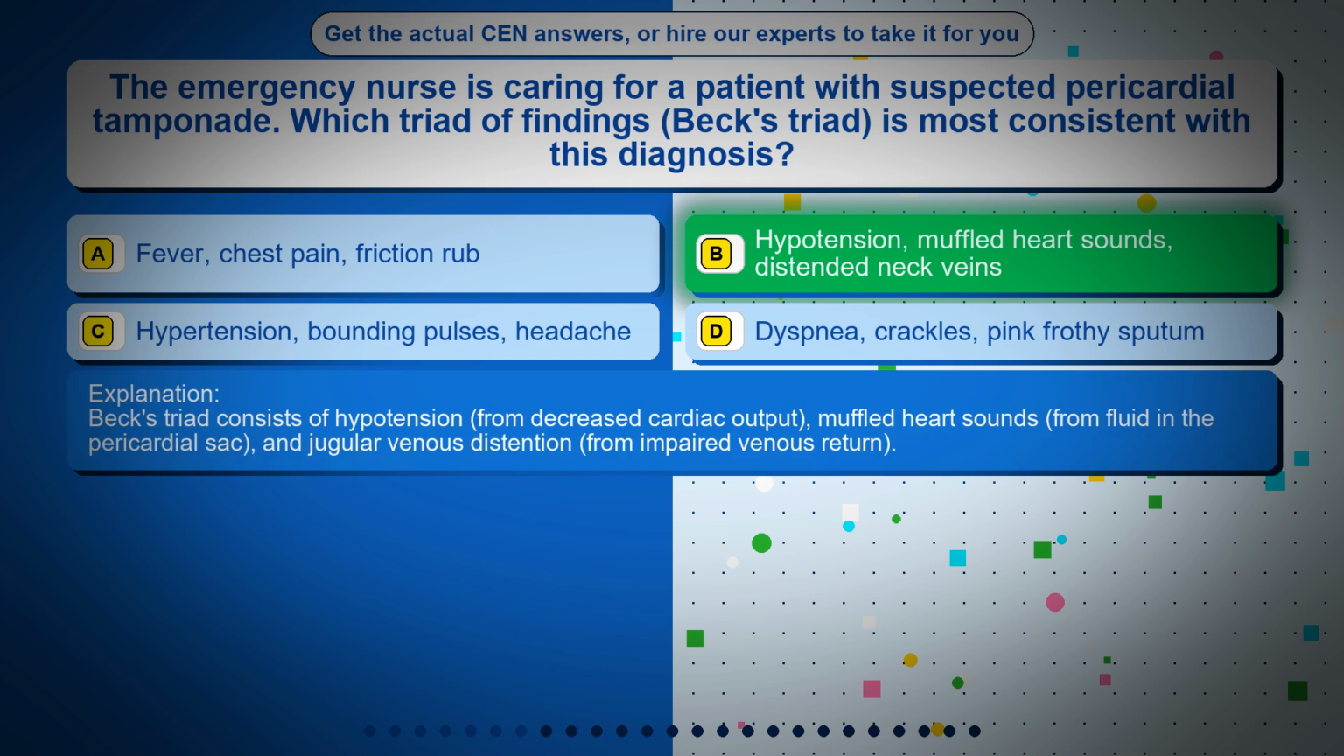Beck's triad consists of hypotension, from decreased cardiac output, muffled heart sounds, from fluid in the pericardial sac, and jugular venous distension, from impaired venous return.